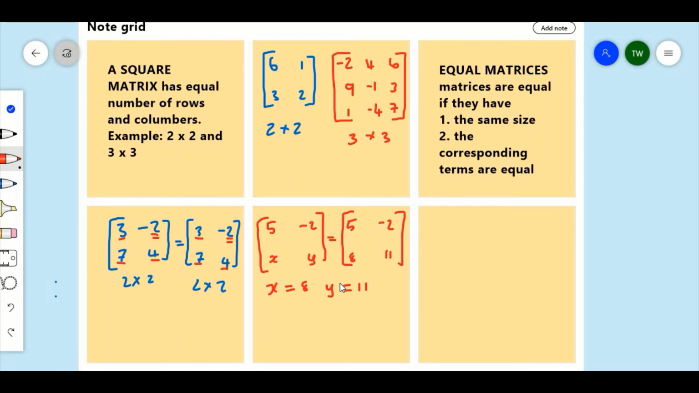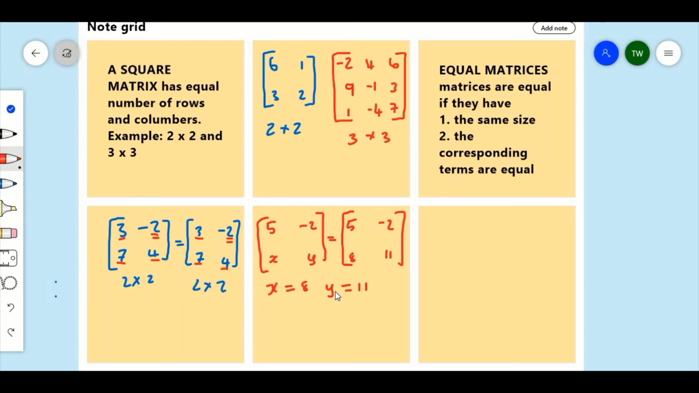And why? Because they are equal matrices. They are the same size and corresponding elements are equal. So here, the element in this matrix, which is 8, corresponds to X, and 11 corresponds to Y. So therefore, X is equal to 8 and Y is equal to 11.